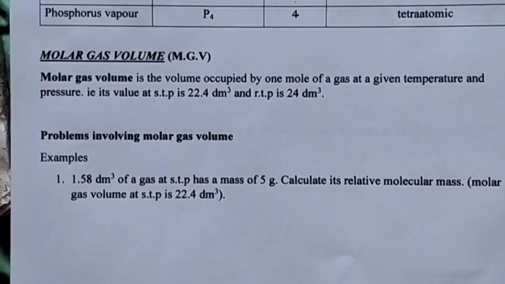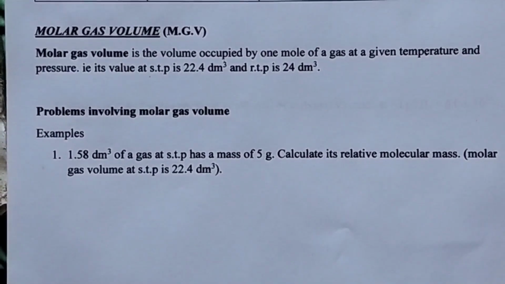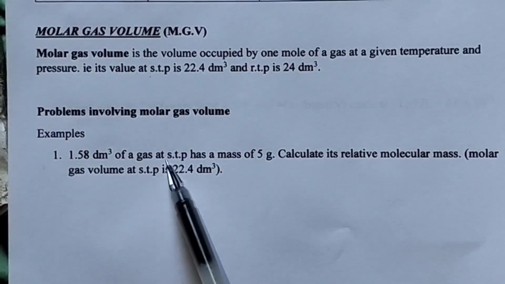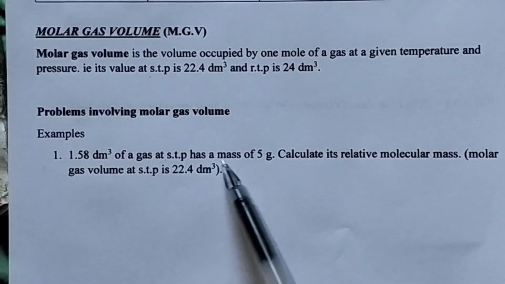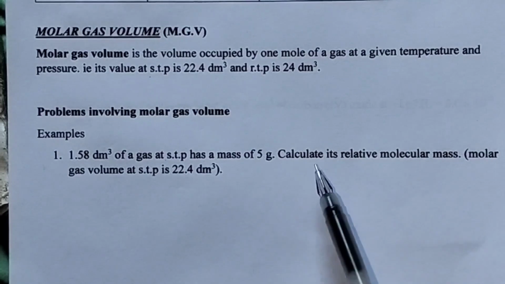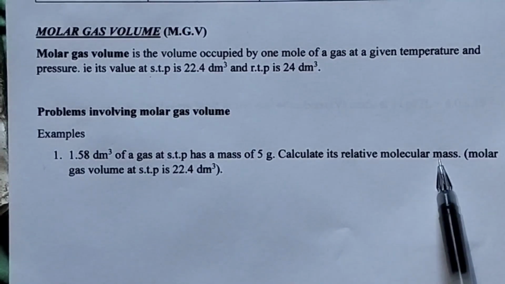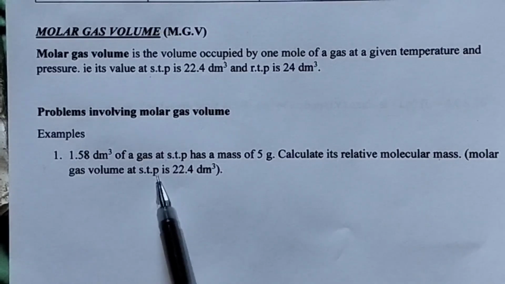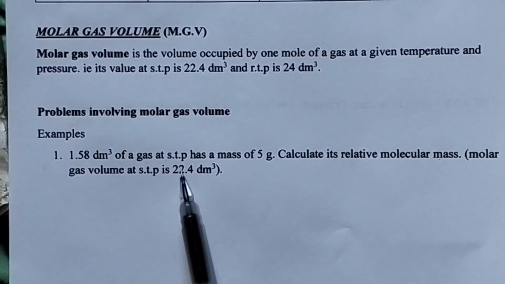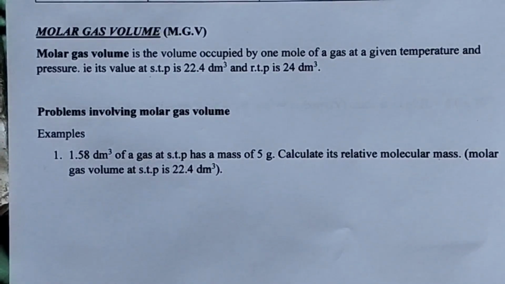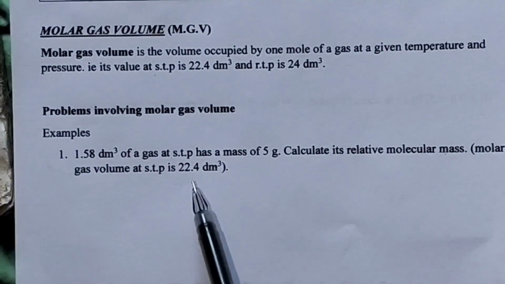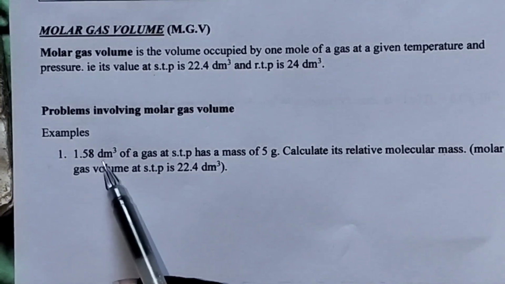I want to start with example number 1. A total of 1.58 decimeter cube of a gas at STP, that's standard temperature and pressure, has a mass of 5 grams. Calculate its relative molecular mass. In brackets, we are given the molar gas volume, MGV, at STP, which is 22.4 decimeter cube. Make sure the two are in the same unit: the molar gas volume is in decimeter cube and the volume given in the question is in decimeter cube.